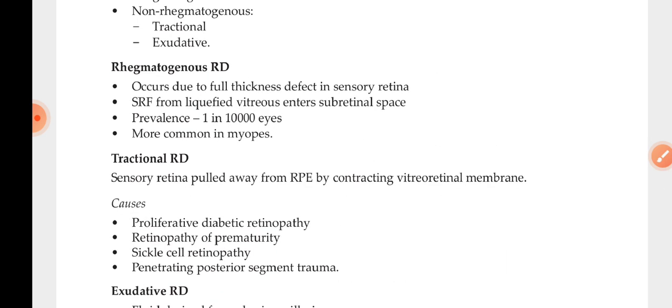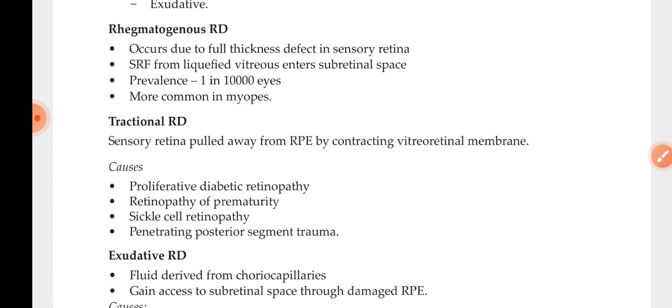First, coming with rhegmatogenous retinal detachment. It occurs due to a full thickness defect in the sensory retina, and subretinal fluid from liquefied vitreous enters into the subretinal space. Prevalence is 1 in 10,000 eyes, more common in myopes.